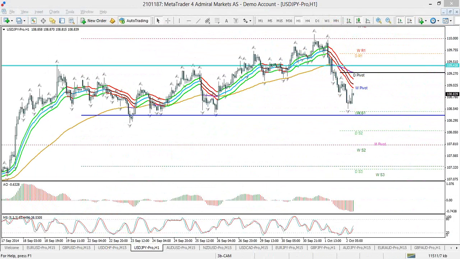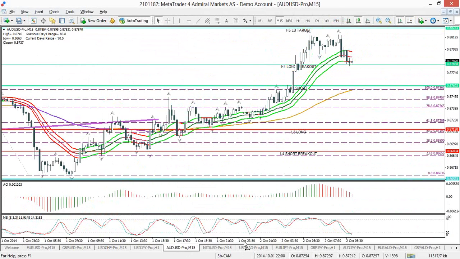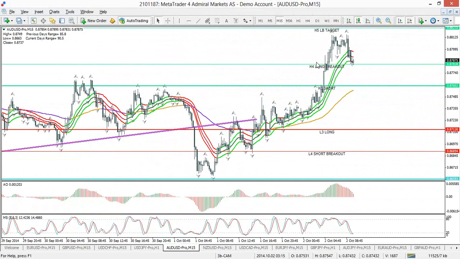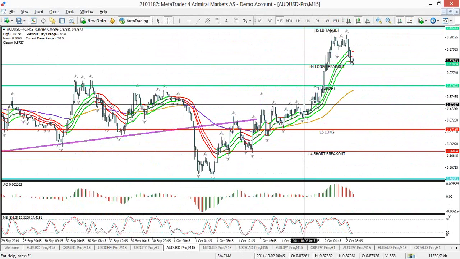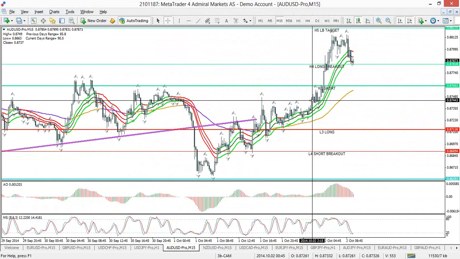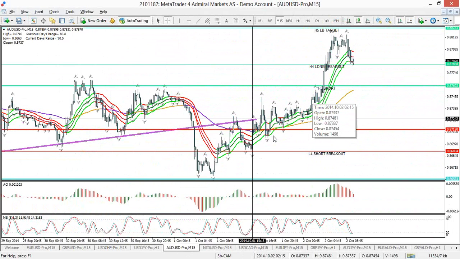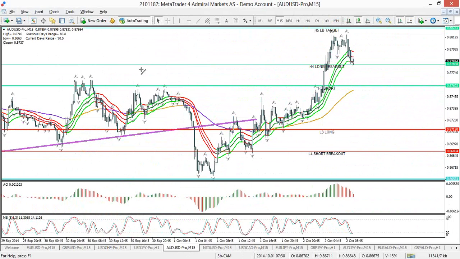Let's take a look now at the Aussie. Went all the way up to H5, big run up. We got a breakout earlier in the Asian session. This is one of those price action at pivot points scenarios where you're looking for a breakout. Why is that? Because the 21, first of all, crossed the 89 here.